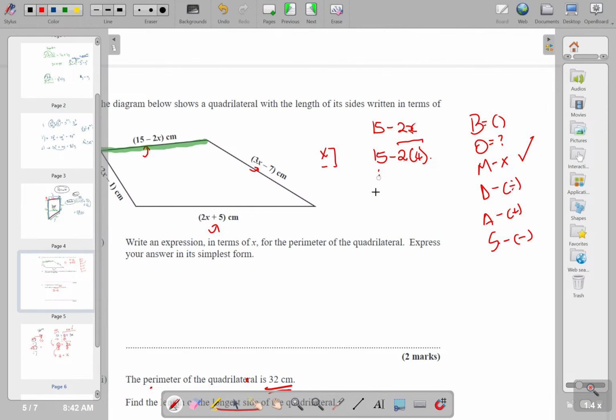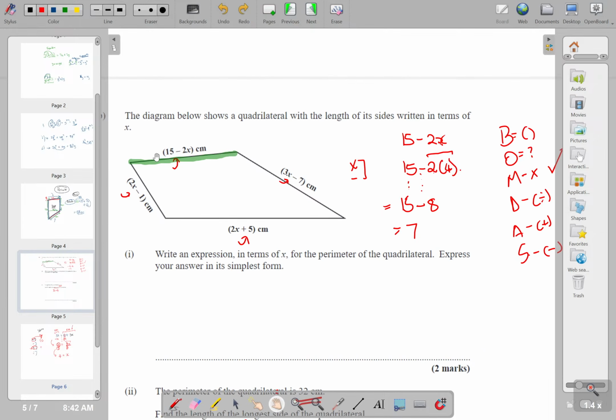So I'm going to bring down the 15. Bring down the subtraction sign. 2 times 4 gives me 8. Then I can go to my subtraction after that. So that gives me 7. So then that green part measures 7 centimeters. So now you can change them out. It's not an expression anymore. It's 7 centimeters, you can say confidently. Then now let's go to another one.